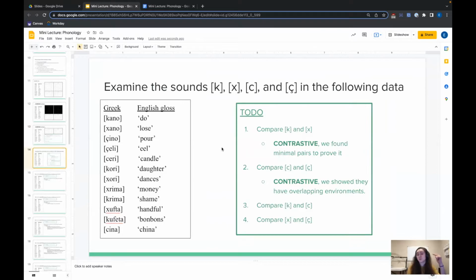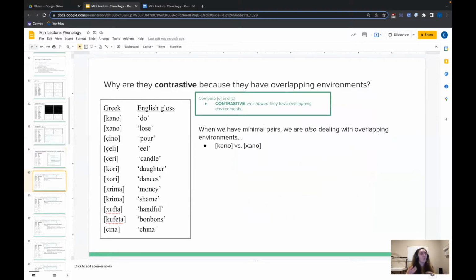We found that the first one was contrasted due to our minimal pairs. The second one, we couldn't find any minimal pairs, but we show that they have overlapping environments, thus showing us that they are in different phonemes. So now you might be wondering though, why are they contrastive just because they have overlapping environments? And I think this is one of the biggest points of confusion. So when we have minimal pairs, we are also dealing with overlapping environments technically.